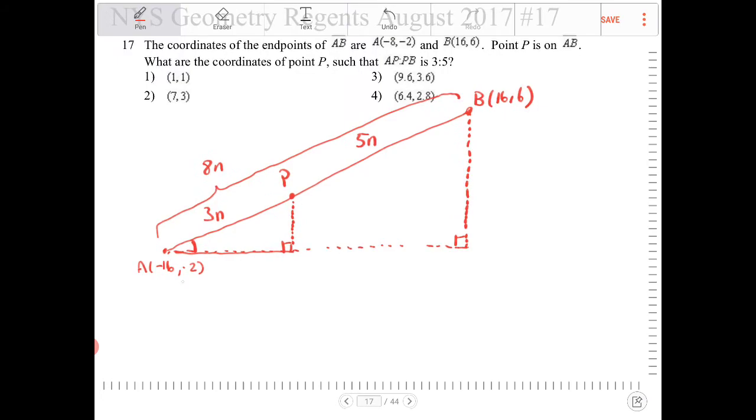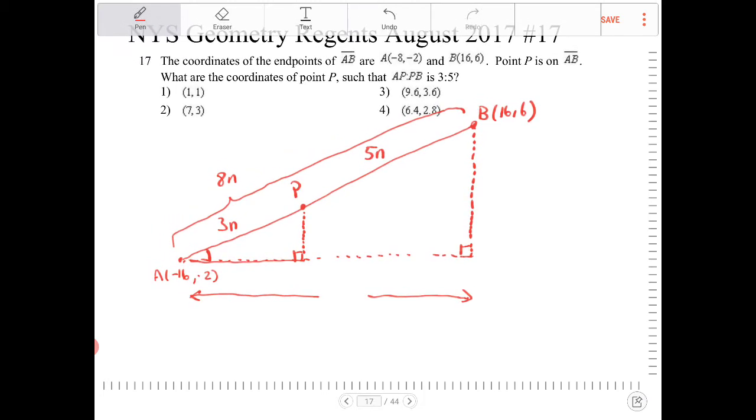Now, the horizontal component going from A to B, it will have a measure of, what is that? 16 minus negative 16. That would be, I'm sorry, that's not negative 16. This dimension here is negative 8. I don't know why I wrote negative 16 there. So 16 minus negative 8, that would be 24. And then 6 minus negative 2, that would be 8. So this component over here, the vertical component, would be 8.